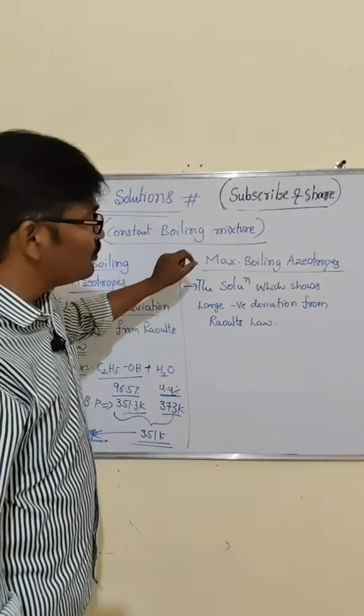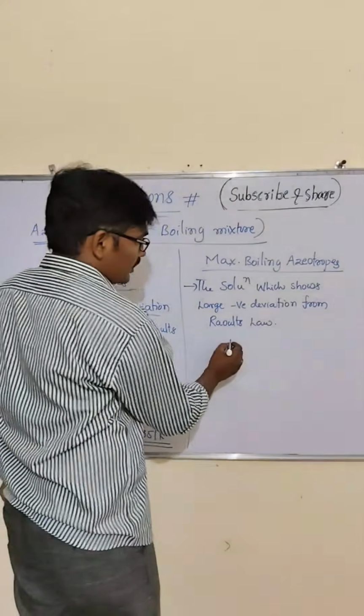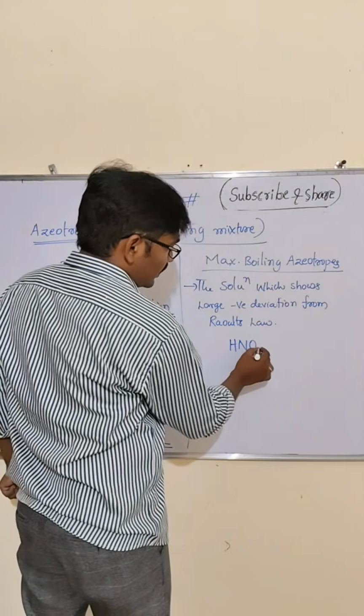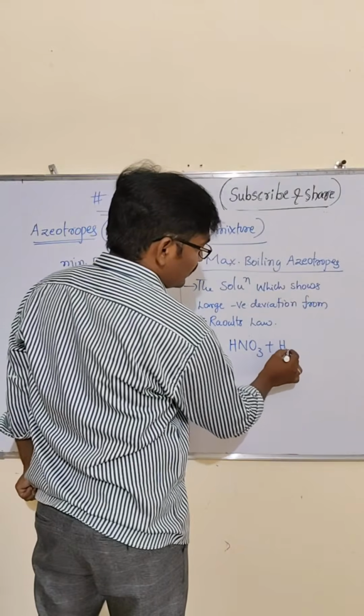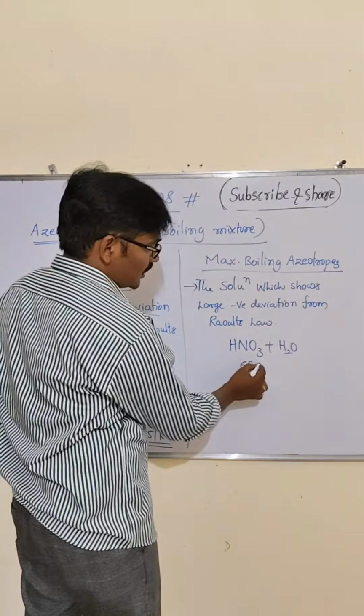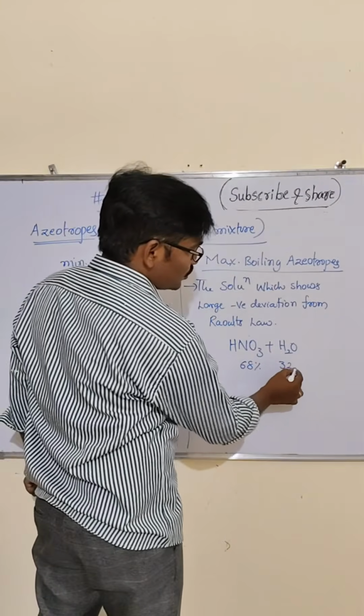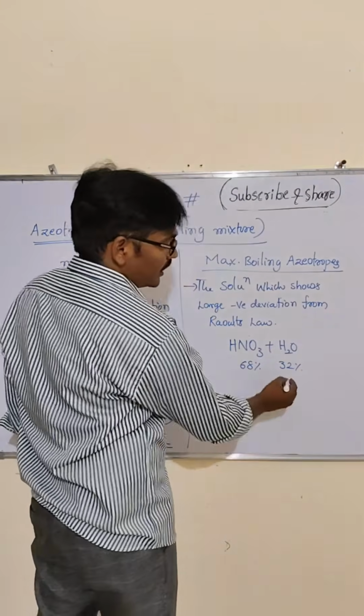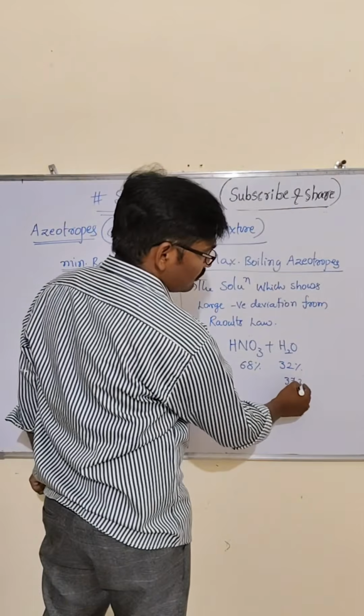So maximum, why we are calling? For example, here HNO3 plus H2O will be there. HNO3 plus H2O, this is 68% will be present, this is 32% will be present. Then here 373 Kelvin temperature will be present.